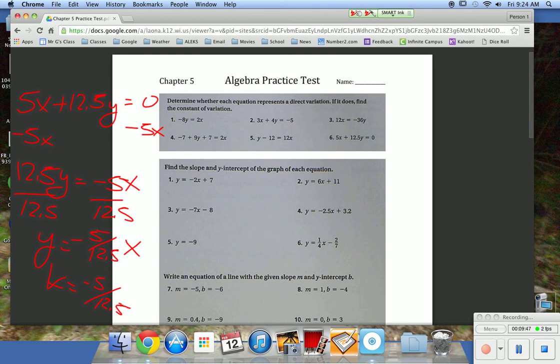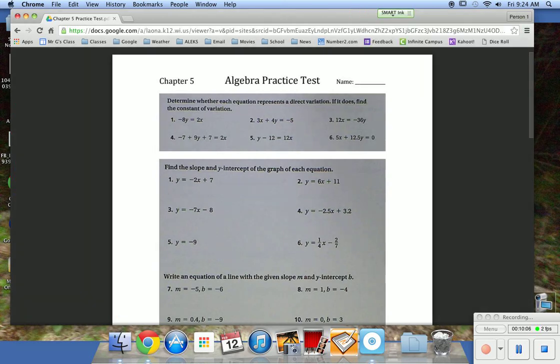You can circle the variation as long as you're showing me what the variation is, so I know that you know what your variation is. Or you can write k equals what the variation is. So as I know, okay? Get out of the way.